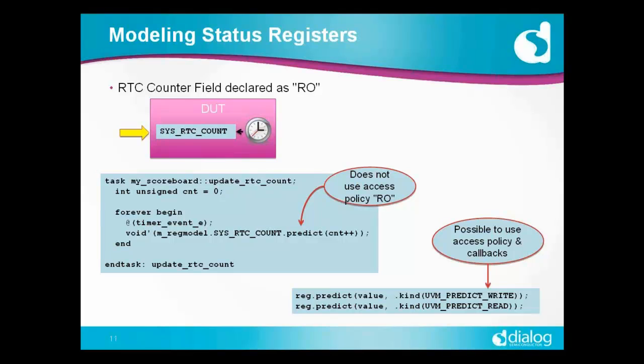Here's an example of a recipe of how you might model status registers. So, for example, we've got something here which is defined as having a read-only access policy, but actually what we want to do is update that register in our model whenever something happens inside our environment. So this is a real-time clock count, for example. So in our scoreboard or reference model, we simply call the predict method. Here we're showing it incrementing a count and setting that into the contents of that register. And the important thing to say about predict is that it actually bypasses any access policy. So in this case, the read-only won't be honoured, and it just sets the value straight away.